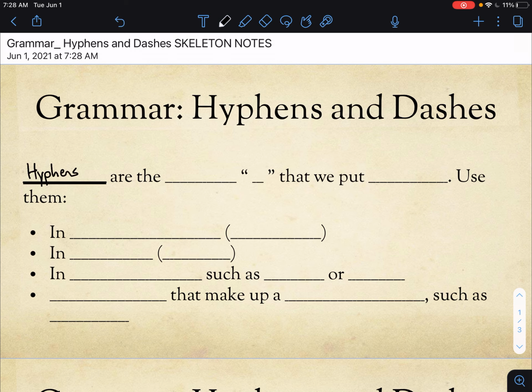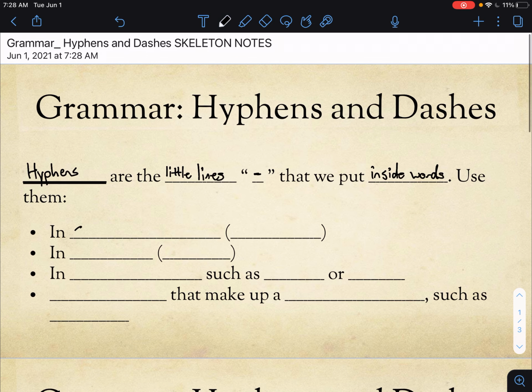So we're going to start by talking with hyphens. And these are those little lines. So they look like this. Okay? And we put these ones inside the words, okay? And we use them in a couple of ways. The first one is in a compound number.